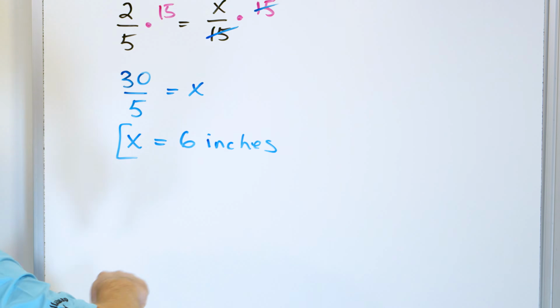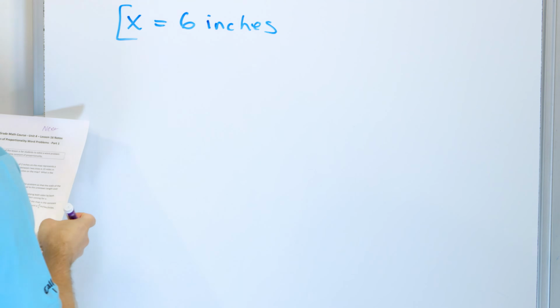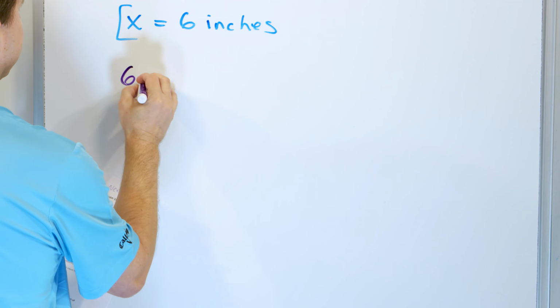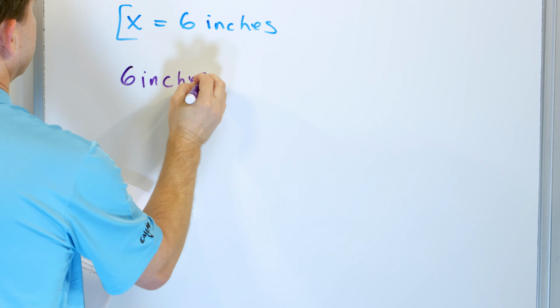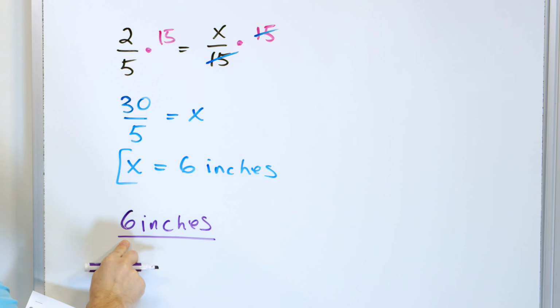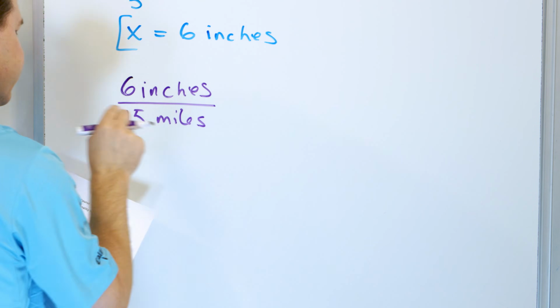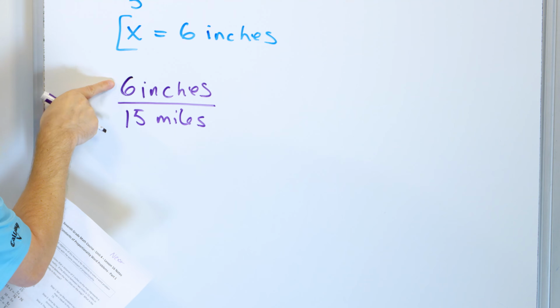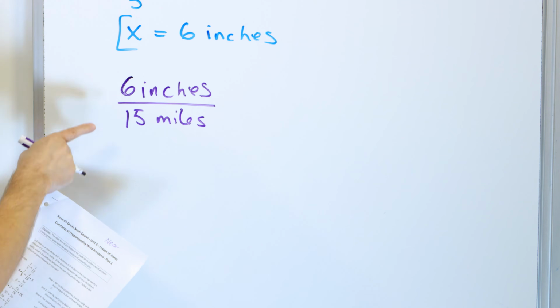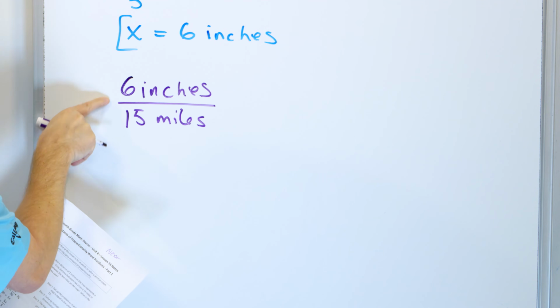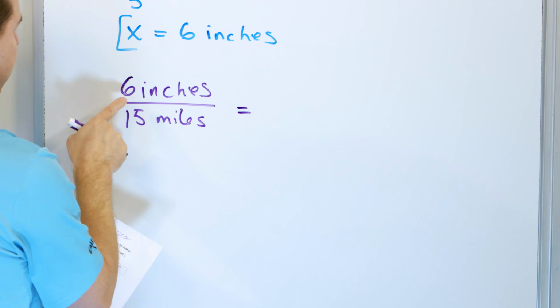All right, so for our problem, we know that we traveled 6 inches on the map, right? And that's related to, in real life, 15 miles. So you put your little units in there, and you know that 6 over 15 is division, right? But this is a fraction. We can divide top and bottom and simplify this fraction, right? So what do we have here?